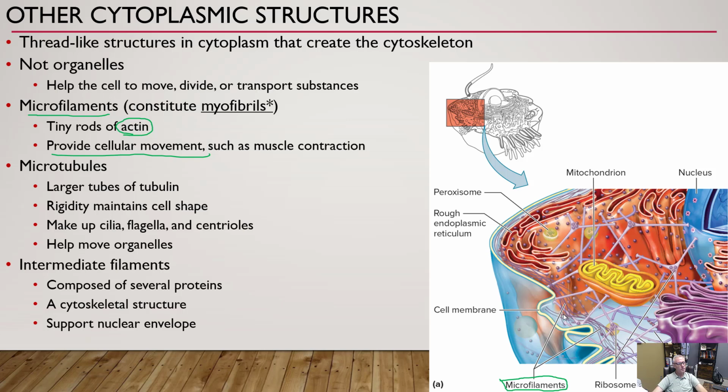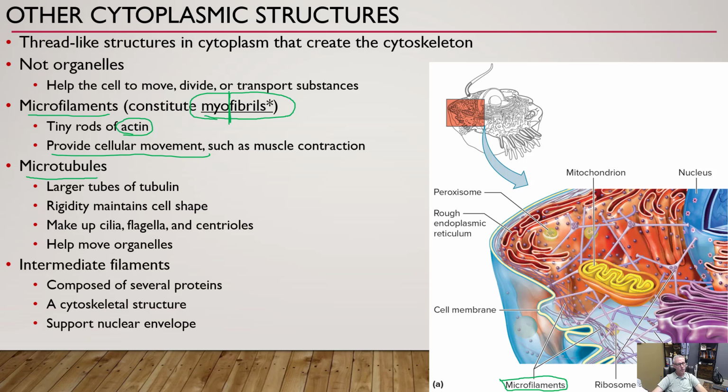When we talk about skeletal muscle contraction, we say that they're part of myofibrils, and the myo portion means muscle. You're going to have one question about myofibrils. Since myo means muscle, myofibrils are only found in muscle tissue. They're not going to be found in all cell types. So just remember that. Microfilaments contain actin.